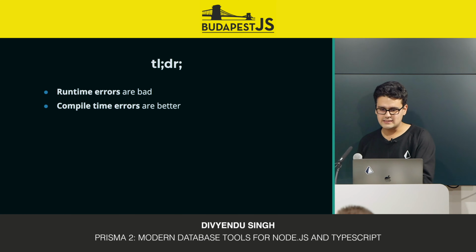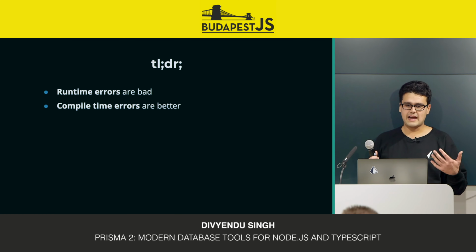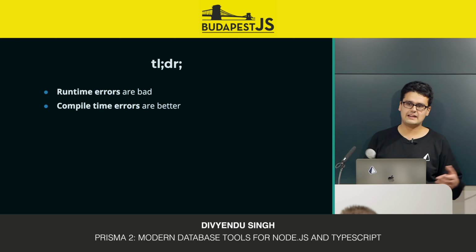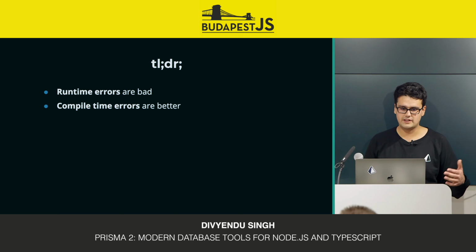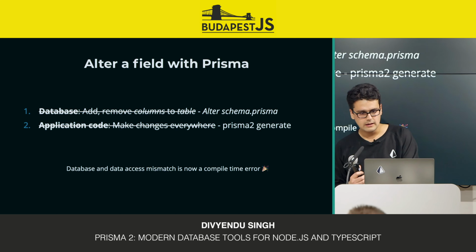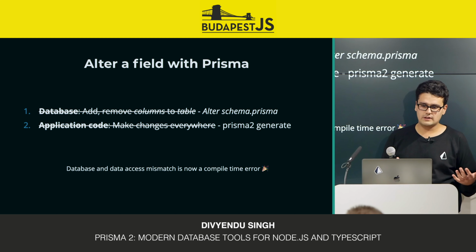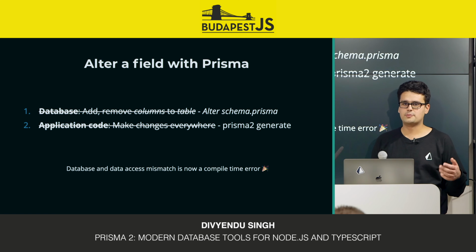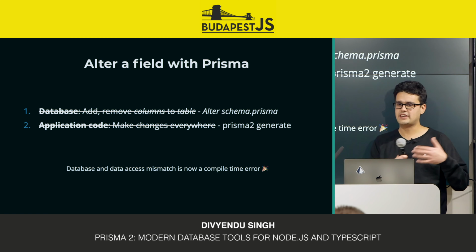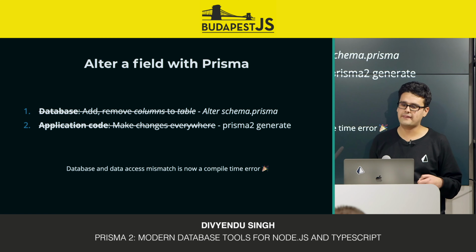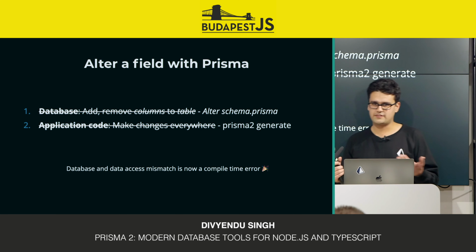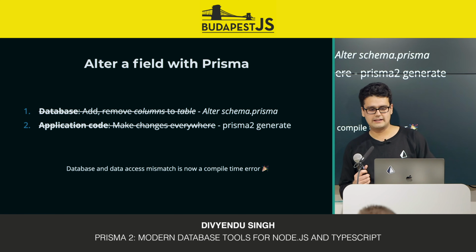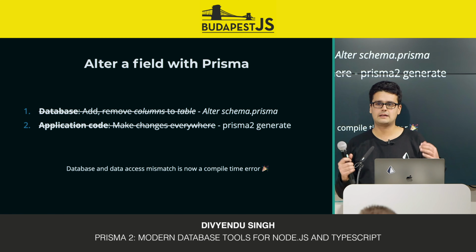The summary of this is that runtime errors are bad and compile time errors are slightly better. We want to move from runtime errors to compile time errors, and that's what type safety is mostly all about. The workflow with Prisma would look like this: you alter your schema.prisma, either manually or by introspecting it, and then you run Prisma generate, and you get a fully type-safe database client. All of your database mismatch issues are now a compile time error.